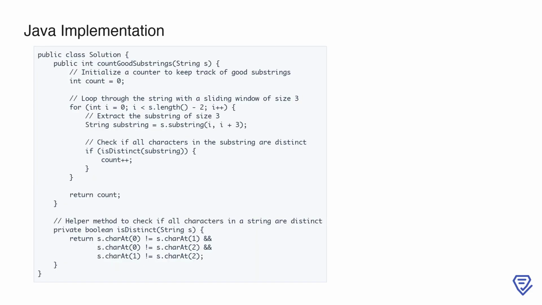This is the Java implementation of the LeetCode problem number 1876. The logic mirrors the Python solution, utilizing a sliding window approach to process substrings of size 3. The isDistinct helper method is used to check if all characters in the substring are distinct. Java-specific details include the use of substring for extracting substrings and type declarations for variables.